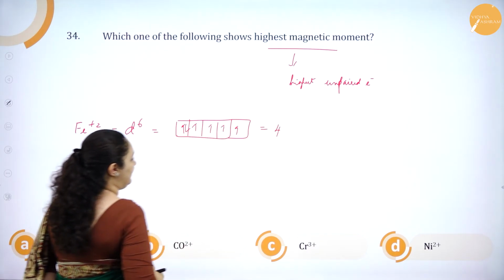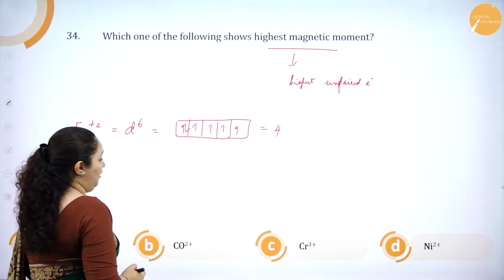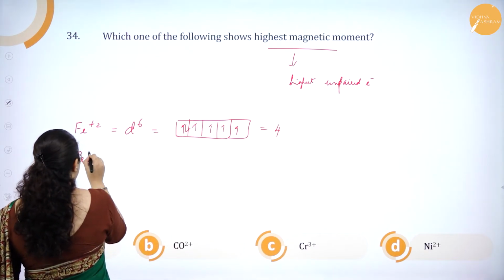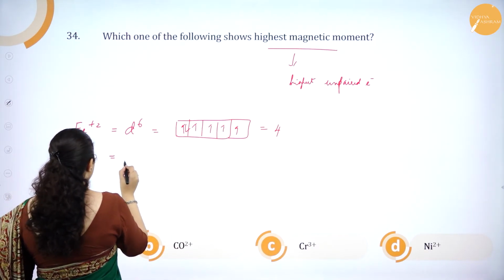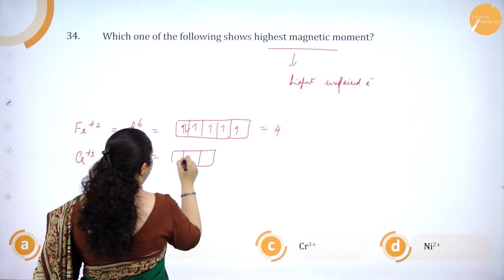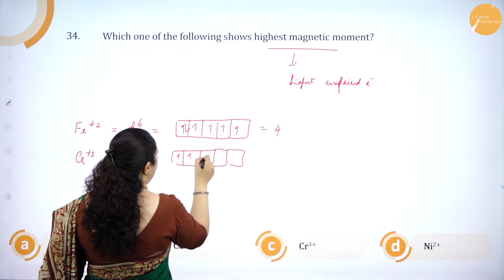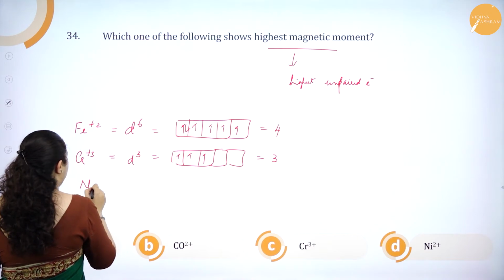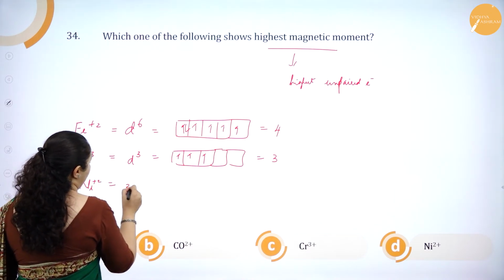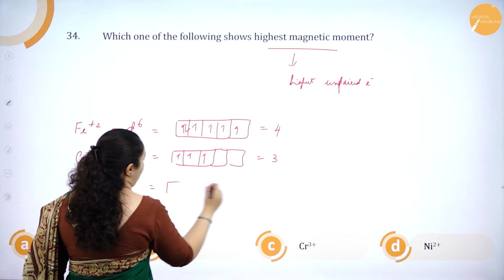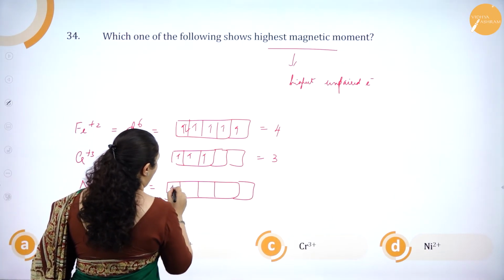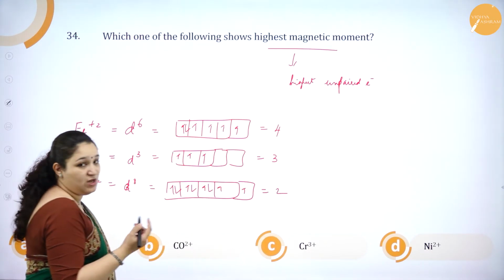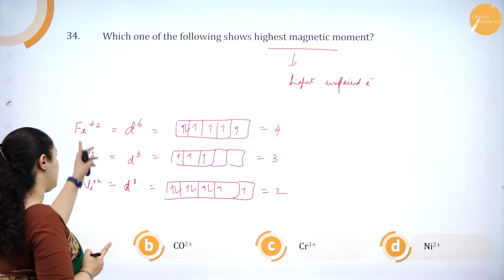So 4 unpaired electrons. Co plus 2, we cannot write here the number of unpaired electrons, it's not a metal. Cr plus 3. Cr plus 3 state is a d3 system. So it has got 3 unpaired electrons, isn't it? 1, 2, 3. Correct? Ni plus 2 state, it is a d8 system. And how many unpaired electrons will be there in d8? 1, 2, 3, 4, 5, 6, 7, 8. Only 2 unpaired electrons. So which has got the highest number of unpaired electrons? Fe plus 2.